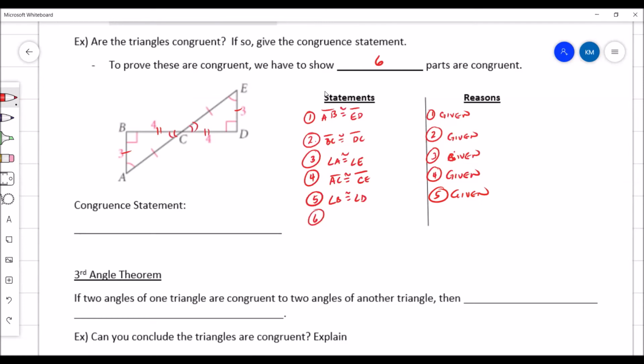So I want to make sure I mark that and say angle BCA is congruent to angle DCE because vertical angles are congruent. And I'll just say vertical angles. Okay. So our congruent statement then, we can call it and say triangle ABC is congruent to triangle EDC. Again, making sure that our congruent angles are in the same positions.